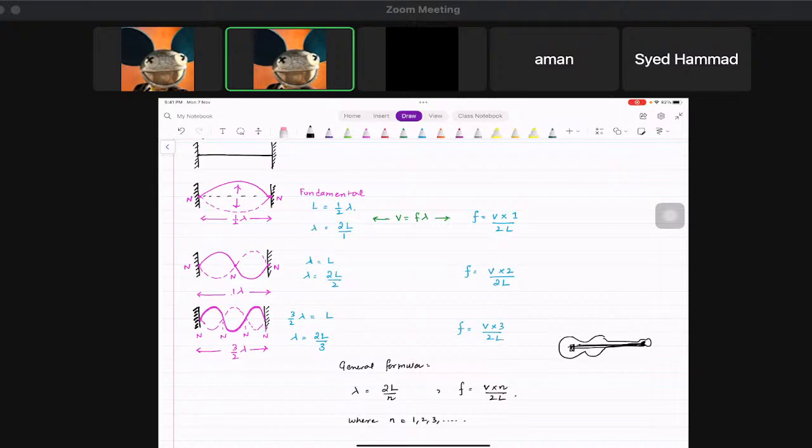So from these general formulas, if you know the length, you can actually find anything, and then of course you can find the frequency or the wavelength of any guitar string or anything like that that you move.